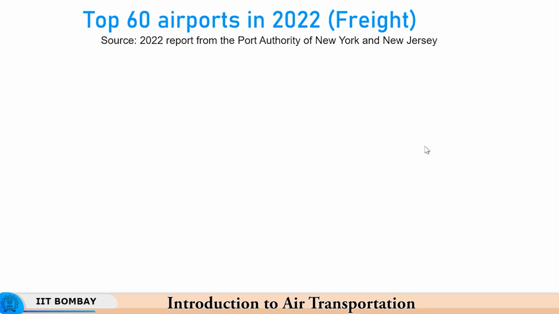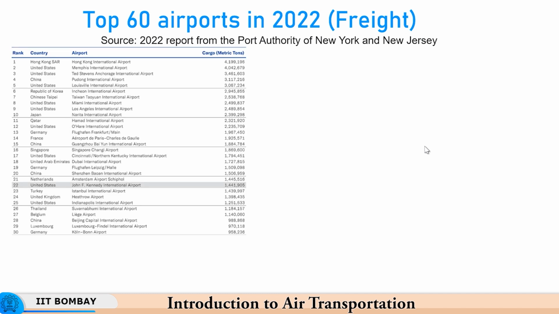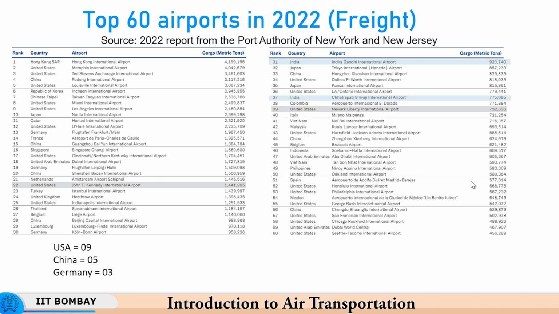If we look at the freight, or if we look at how much is the cargo carried, you find that in the top 30 airports, the busiest one and the largest one is the Hong Kong International Airport. Okay. There are 9 airports in this list from USA, there are 5 from China, 3 from Germany, none from India, and in the bottom half of the 60, 31 and 37 are the Indira Gandhi International Airport and the Mumbai Airport respectively. So, USA has 11 in this list, China 3 and UAE and India have 2 each.